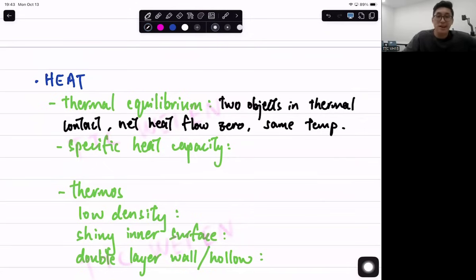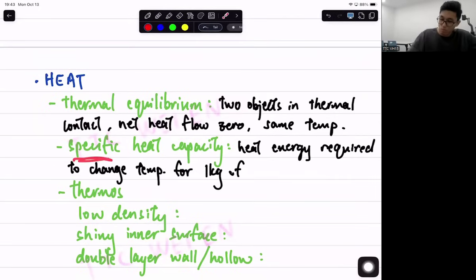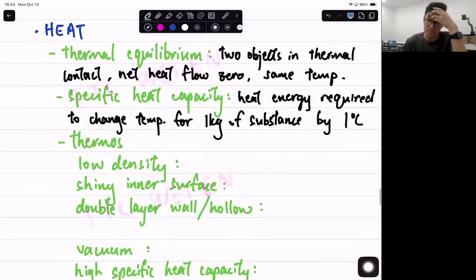In case they ask you what is specific heat capacity, it is the heat energy required to change temperature for 1 kg of substance. Again, specific means 1 kg. For 1 kg of substance by 1 degree Celsius.